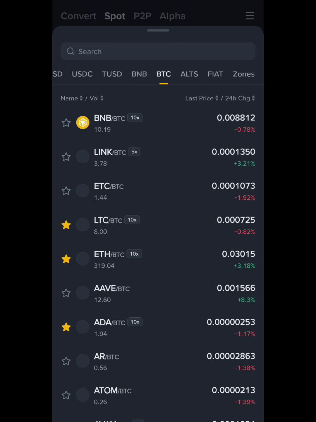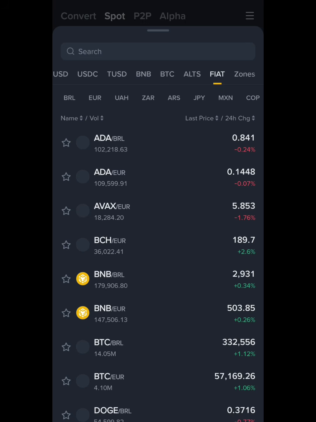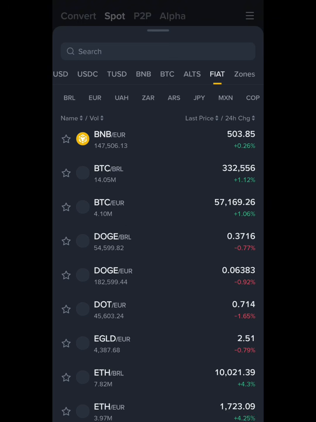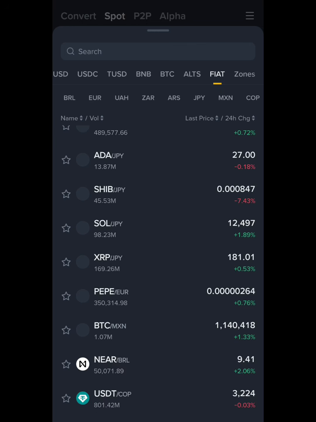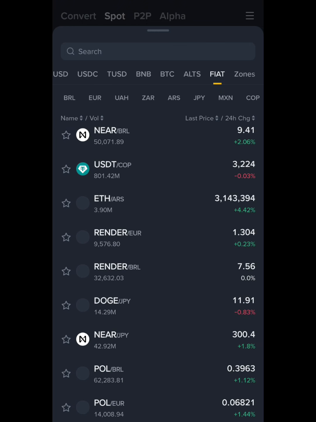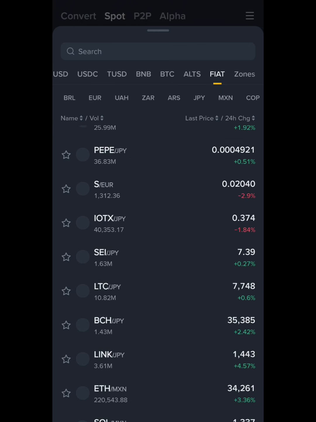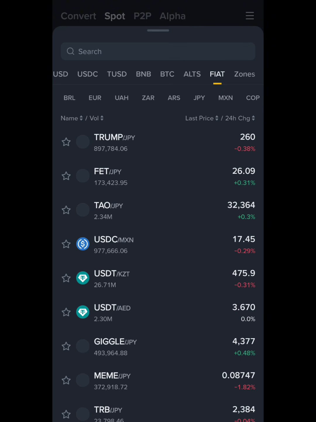I also have the fiat zone. You can see EU. You can see JPY, ZA. These ones are just the fiat coins, right? JPY and the rest, AED. But we're not using that because it might confuse you, right? It might confuse you. So we're stopping here.